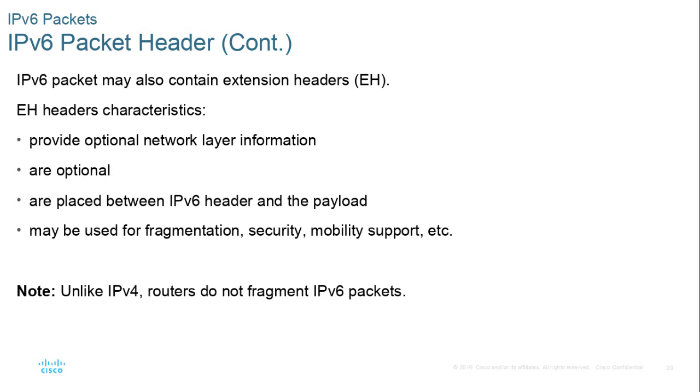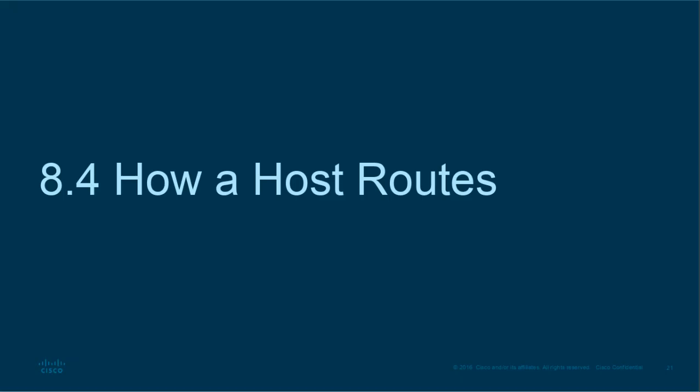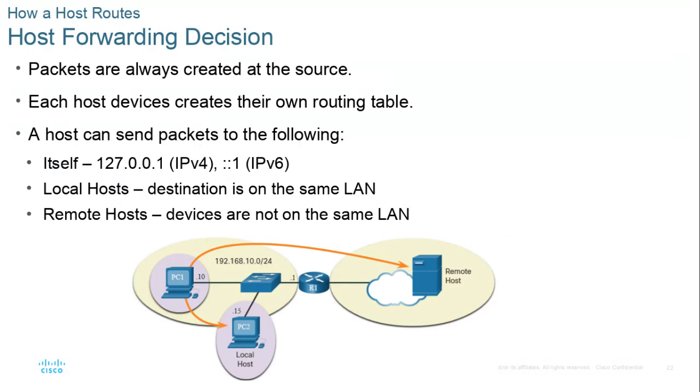IP version 4 had the ability to fragment, but IP version 6 does not fragment. So they use extension headers to work around this problem of different maximum transmission unit sizes, physical sizes. Now let's look at how a host machine routes, or how a host device routes.